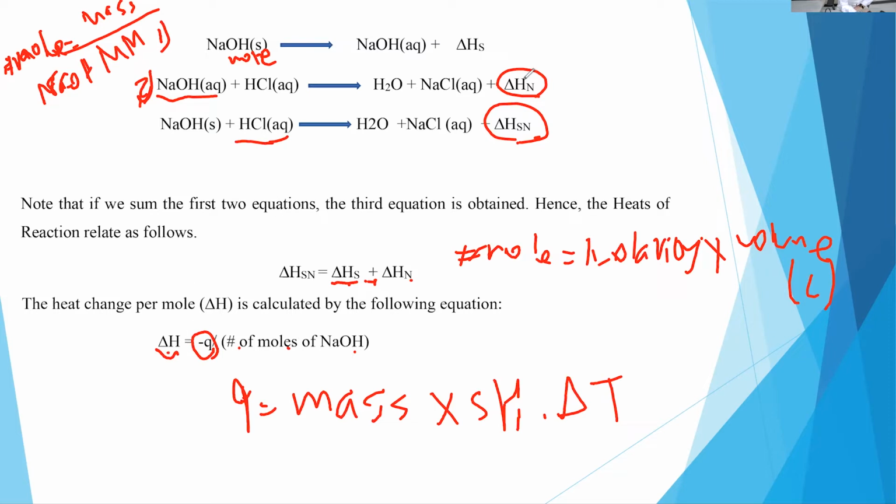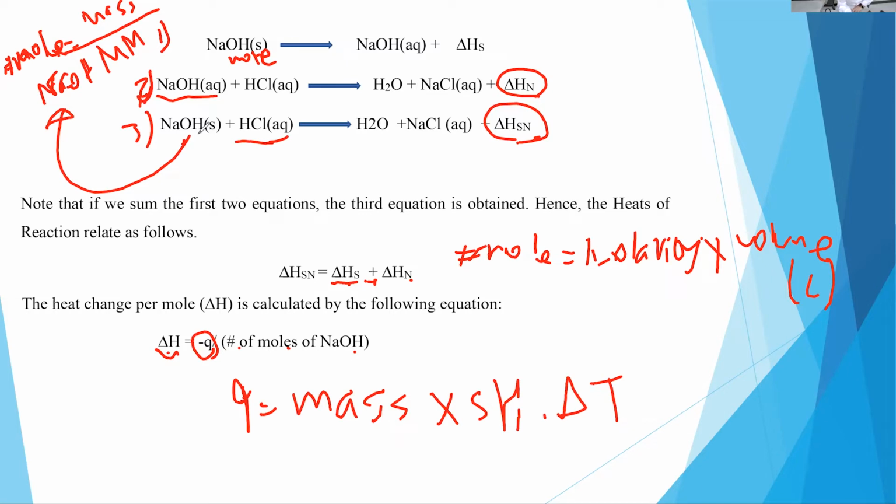Q, which is calculated from the mass and change in temperature for the third reaction. For the number of moles, because we have sodium hydroxide solid, it is going to be calculated from mass divided by molar mass. For the molar mass, you are using the periodic table. Sodium is 23, oxygen 16, and hydrogen 1. So you find the molar mass for sodium hydroxide.